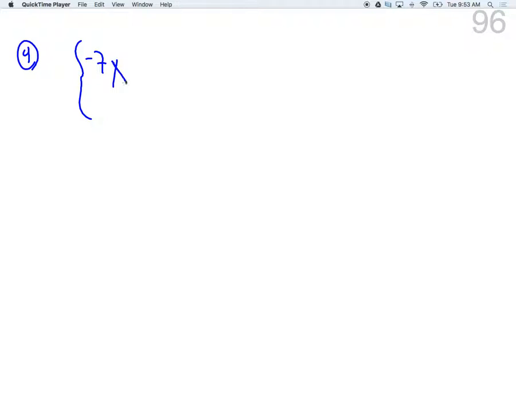Whoops, that's an X. Sorry, it's a big X. All right, solve that using elimination. Might get some big numbers, but that's okay.